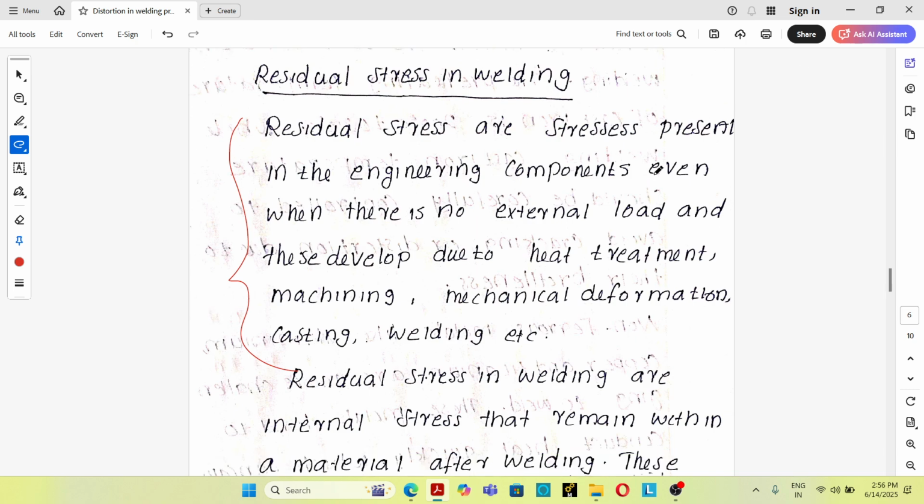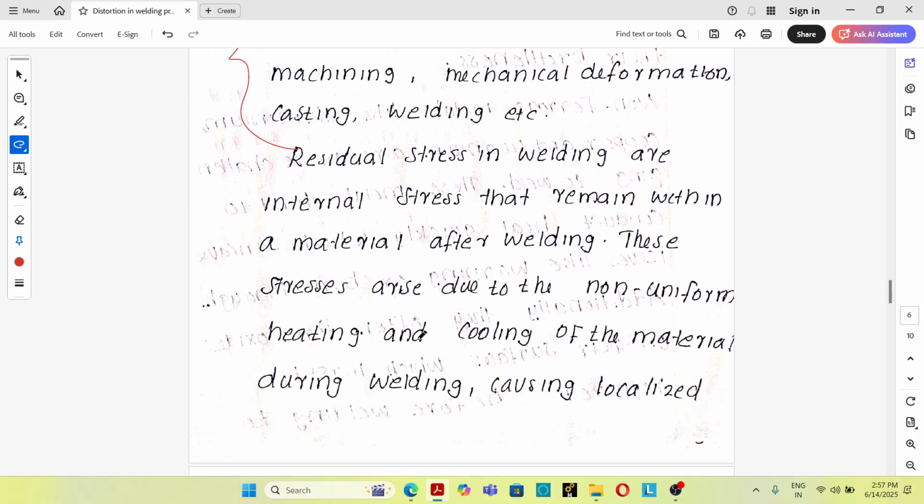See, residual stress in welding are internal stress that remain within a material after welding. That's the point. These stress arise due to the non-uniform heating and cooling of the material.